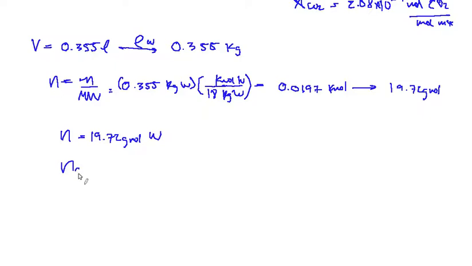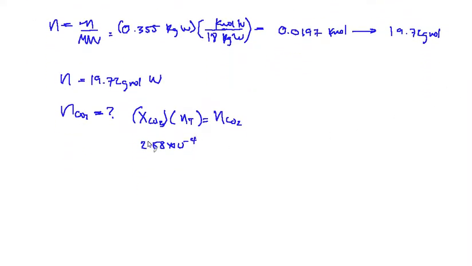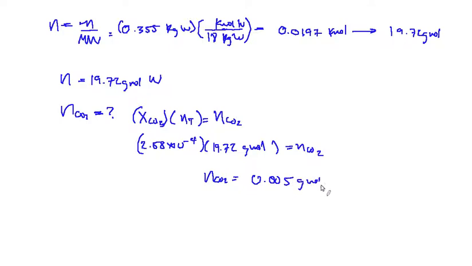Now how do we account for CO2 moles? X CO2 times the total moles should give me that. So X CO2 I just calculated is 2.58 times 10 to the minus 4 times the amount of moles, which is 19.72 gram-mole of mixture. This gives me the moles of CO2. Moles of CO2 will be something about 0.005 gram-moles of CO2, which we're going to change.